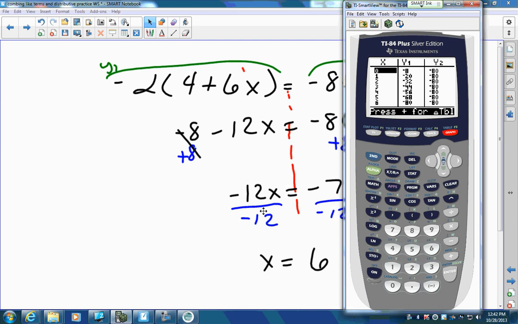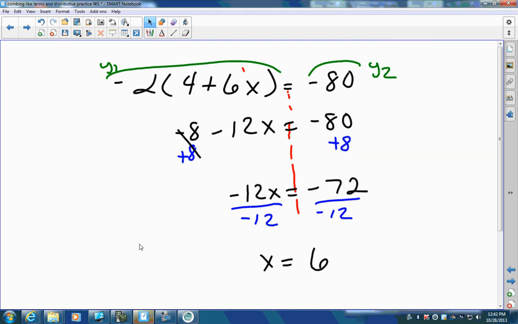So when you're solving an equation, you're looking for one spot. When you're simplifying an expression, you're looking for all of y1 and y2 to be the same. You need to complete the rest of this assignment.